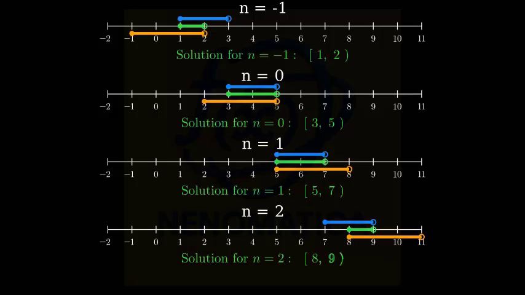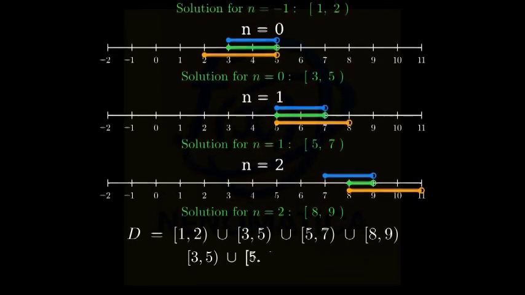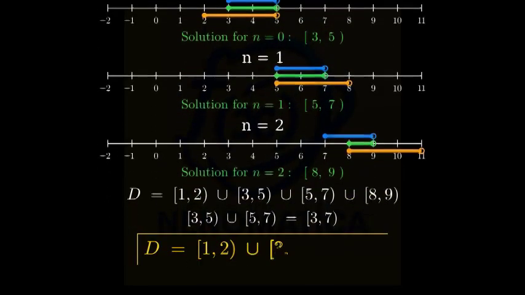Notice that the intervals 3 to 5 and 5 to 7 touch, so together they form the single interval 3 to 7. Therefore, the final solution set is the union of three intervals: 1 to 2, 3 to 7, and 8 to 9.